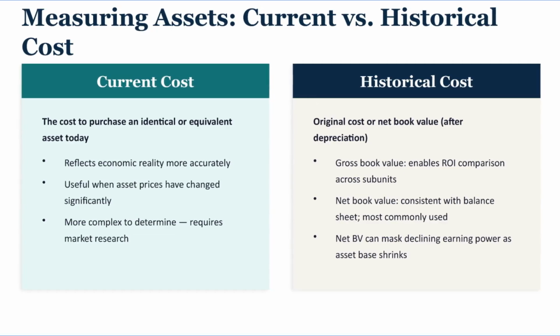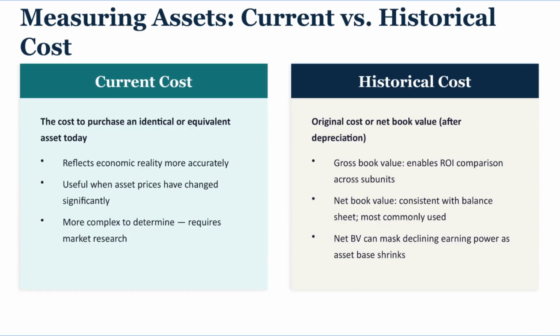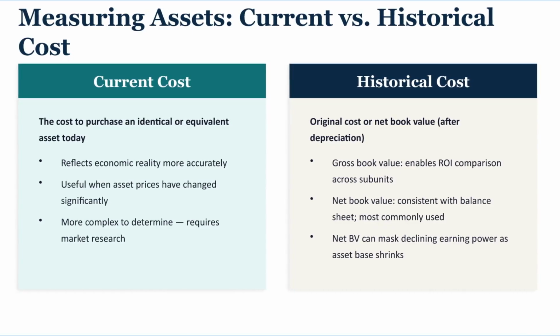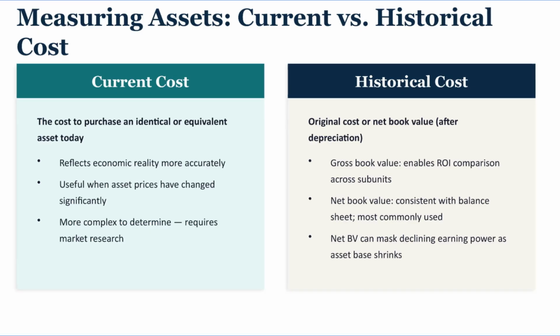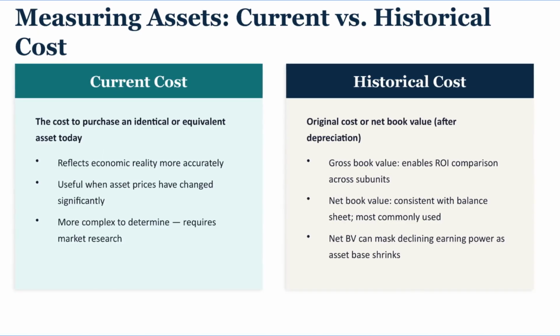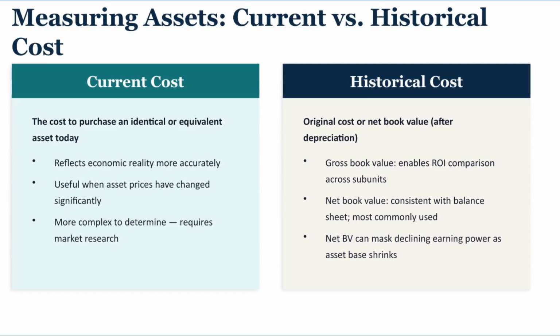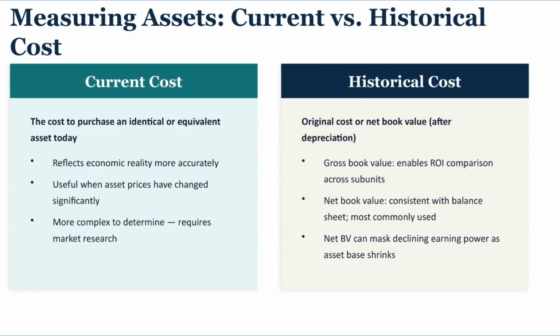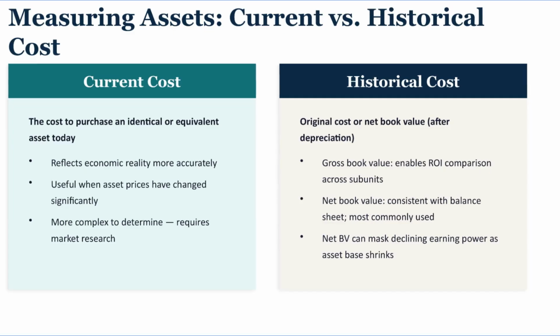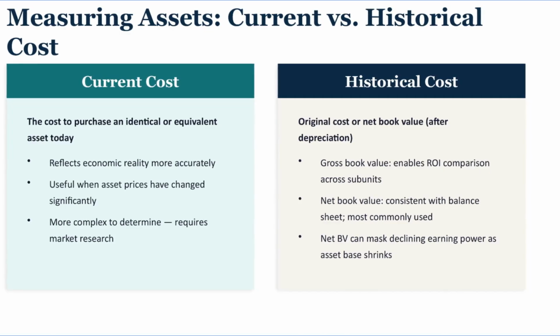Historical cost relies on original purchase price or net book value after depreciation. While gross book value helps compare ROI across divisions, net book value aligns with the balance sheet. However, as assets depreciate, shrinking book values can boost ROI artificially, hiding true earning power.